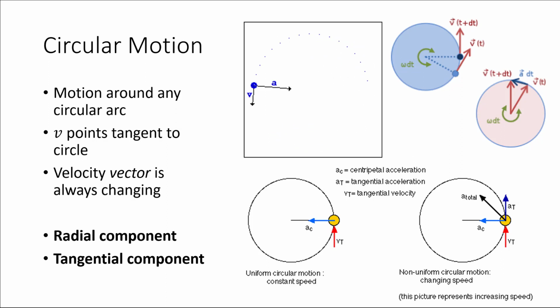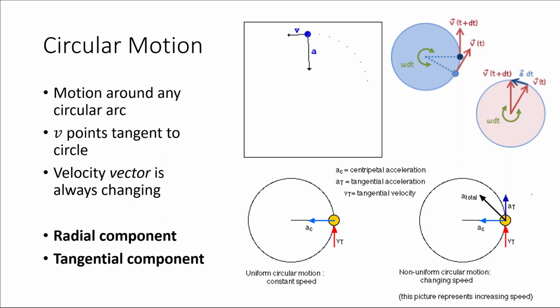But we could also be speeding up or slowing down as we go along that circle, in which case some of our acceleration is pointing towards the center of the circle to change our direction, prevent us from going off in a straight line, and some of our acceleration can point along the circle, either forwards or backwards, to speed us up or slow us down.